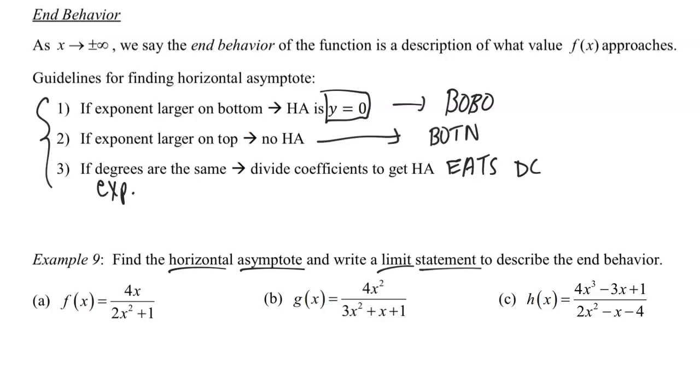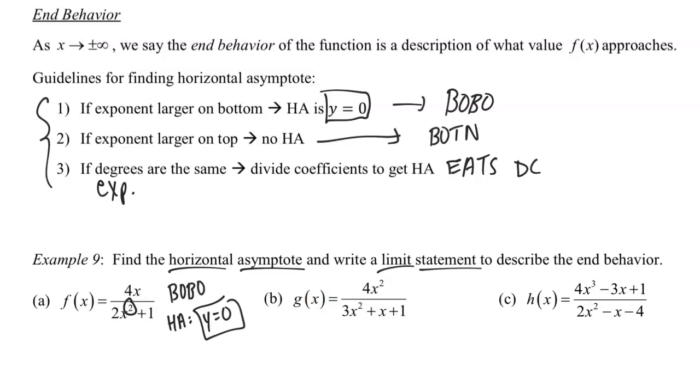Okay, letter A, we have f of x is equal to 4x divided by 2x squared plus 1. And so this is a rational function, which means it's a fraction. We have a polynomial in the numerator, a polynomial in the denominator, and we are looking to see where is the biggest exponent. And the largest exponent in this rational function is on bottom. And so what that means is that we fall into the first category, which says bigger on bottom, 0, and therefore the horizontal asymptote is y is equal to 0.